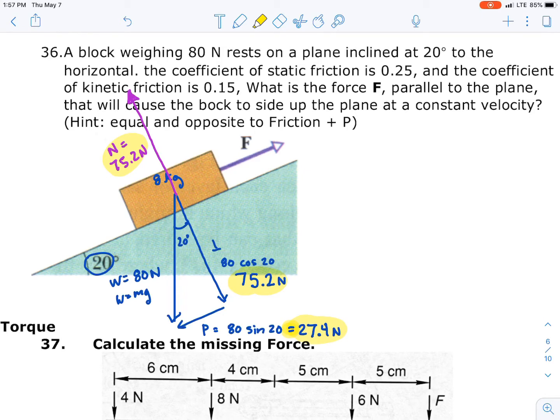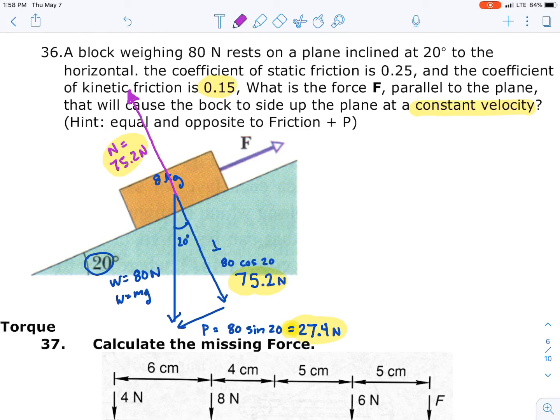All right, now, the rest of this question says, what will cause the block to slide up the plane at a constant velocity? Slide up at a constant velocity. So constant velocity means that it's moving. So we're not going to use static friction, we're going to use kinetic friction for this. So we're going to use the coefficient of kinetic friction right here. If it asked what force would take to make it start sliding, then we'd have to use the static. But they're saying what would keep it sliding at a constant velocity. So we're going to use that.